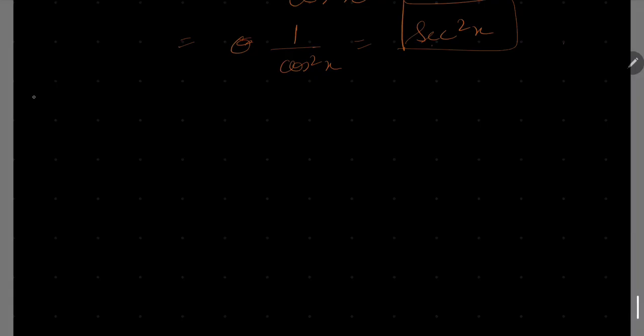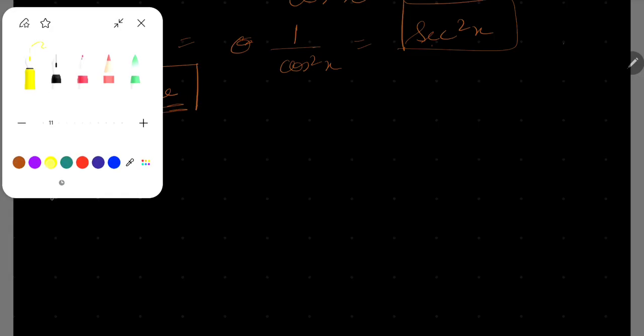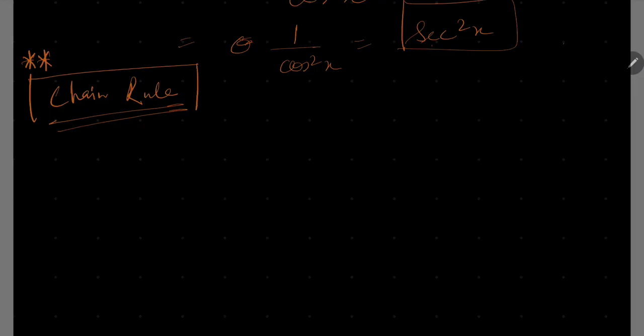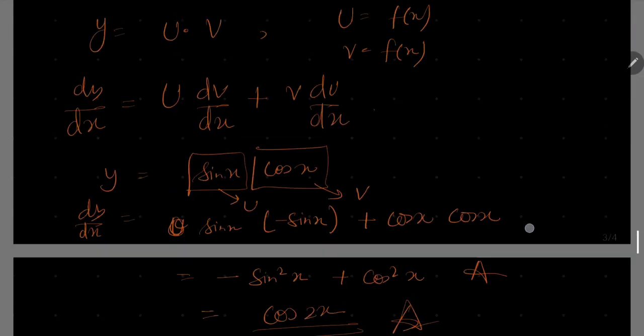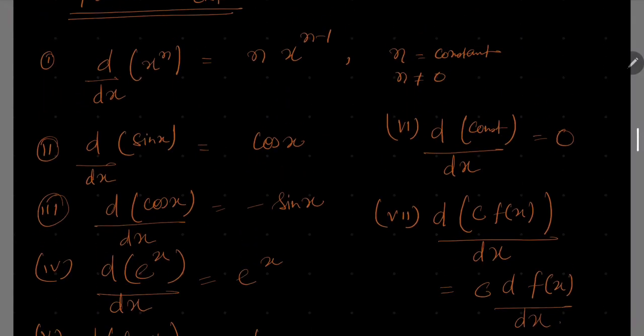Now next, chain rule. The most important one, a little bit more difficult as compared to the other rules. Try to understand it clearly. How will you get it? Chain rule. For this one, you have to come back to the formula list and get a realization of the formula. What is in the formula?